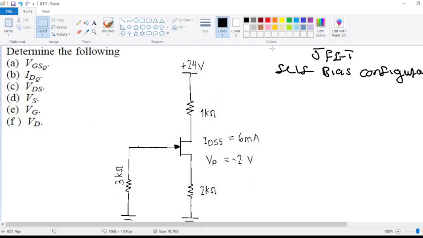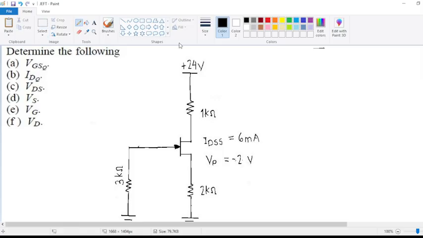Okay, so let me just erase this. This is the circuit given. So we have the transistor there. At this point here, this is where the drain voltage is. At this point here, we have the gate voltage. Then at this point here, we have the source voltage.